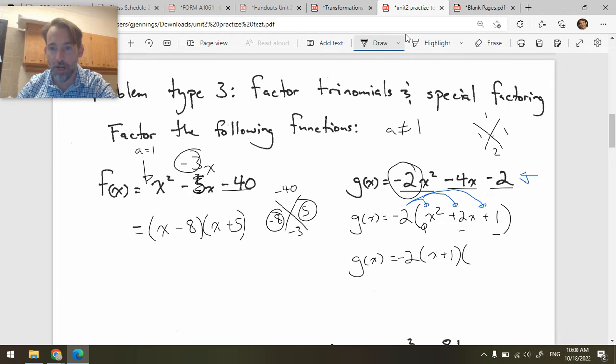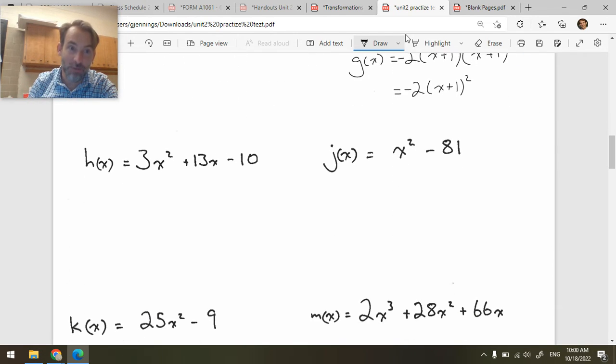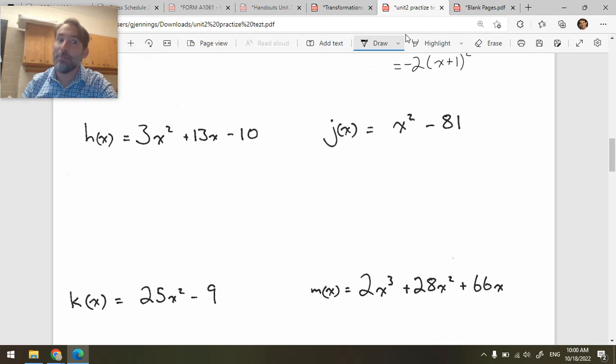Just plop those things into the brackets with x plus 1. All right. And then we might also get fancy and say, well, that's negative 2 times x plus 1 squared. Cool. This is now a vertex form parabola. It's factored form and vertex form right there. Cool, eh? Sometimes when you factor, you can get to vertex form. All right. But with h of x, let's take a look at h of x.